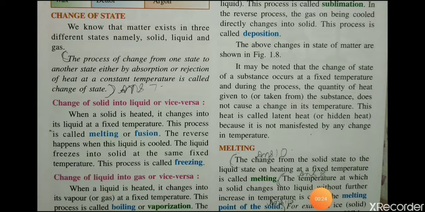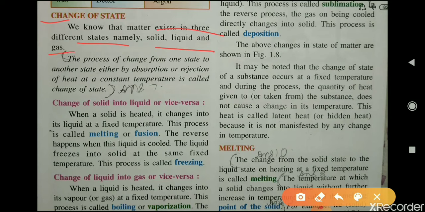So, change of state. We know that matter exists in 3 different states, that is solid, liquid and gas. The process of change from one state to another state, either by absorption or rejection of heat at a constant temperature, is called change of state. Means the process of change from one state to another, either by absorption or by rejection of heat at a constant temperature, is called the change of state.